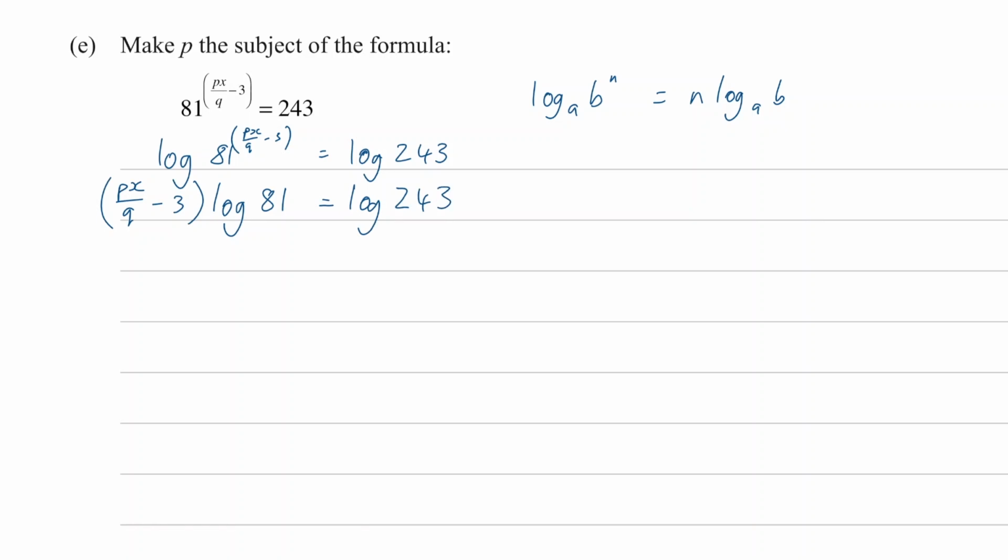All right, we're getting somewhere. So remember, we are trying to make p the subject. This log of 81 is multiplied by that bracket term that has p in it. So let's divide both sides by log of 81. Px over q minus 3 equals log 243 over log of 81.